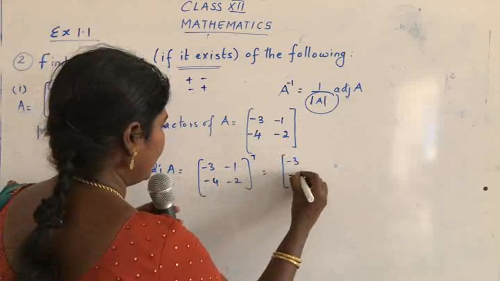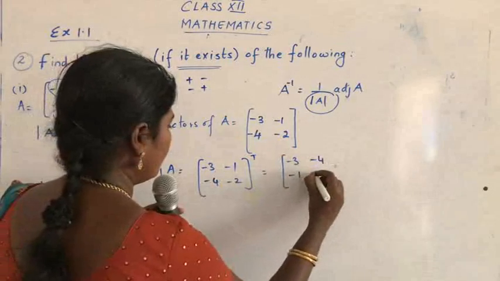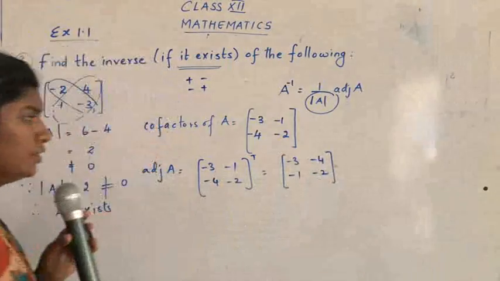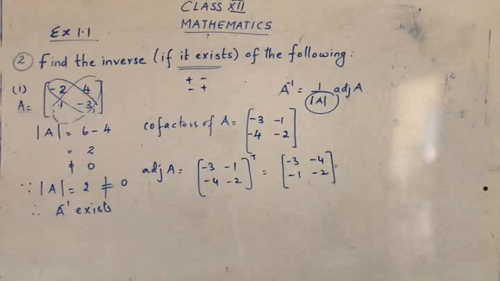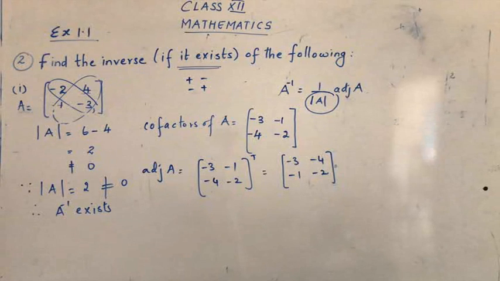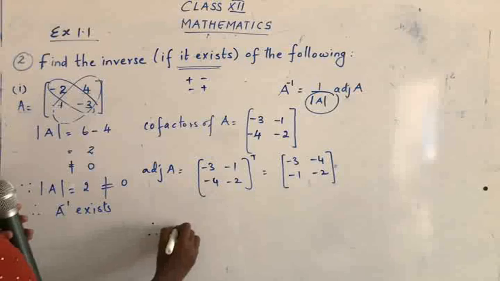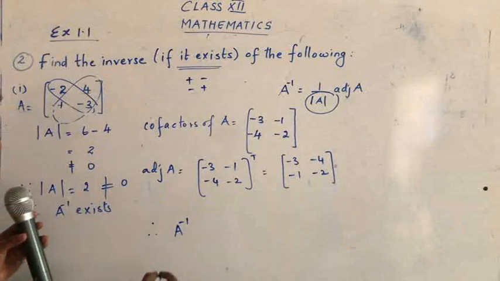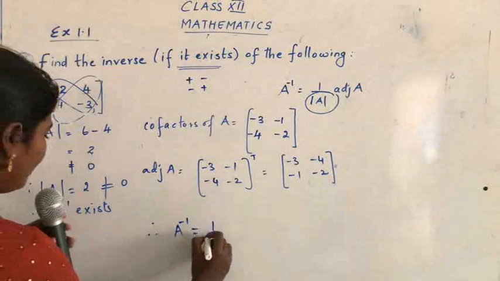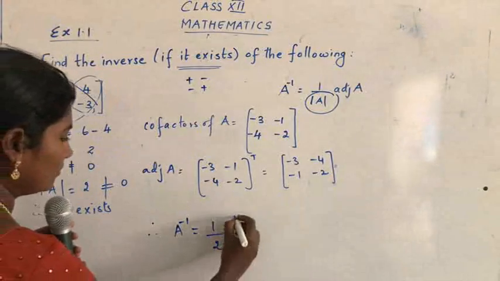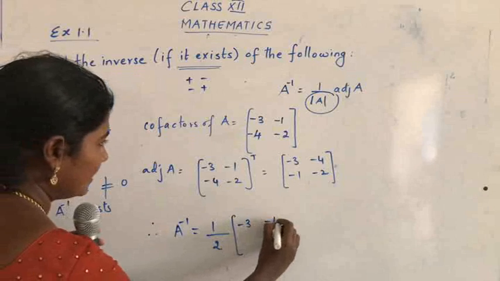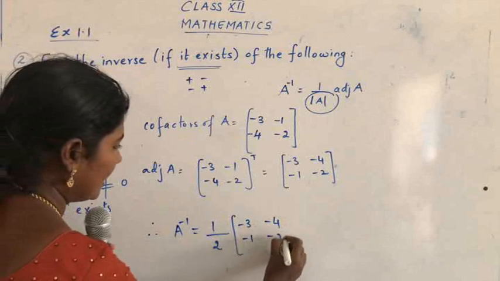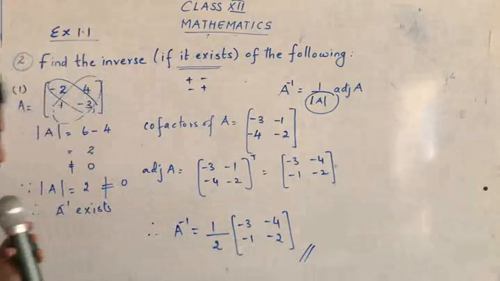Minus 3, minus 1, minus 4, minus 2. It is interchanging rows and columns. So you get minus 3, minus 4, minus 1, minus 2. Now let's complete our answer. Therefore, A inverse is equal to 1 upon 2 times the matrix minus 3, minus 4, minus 1, minus 2. So this is our required answer.